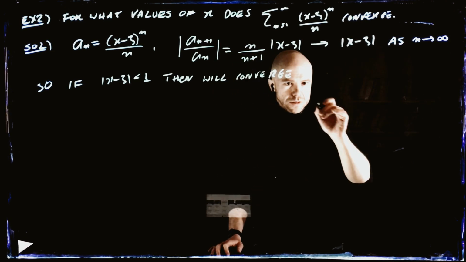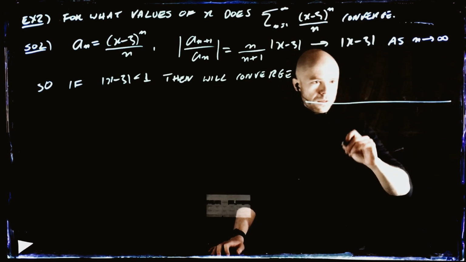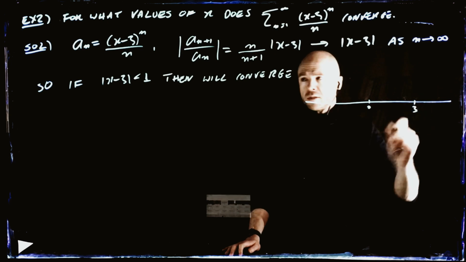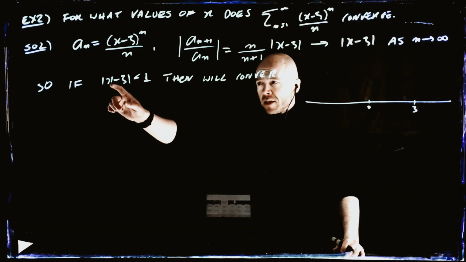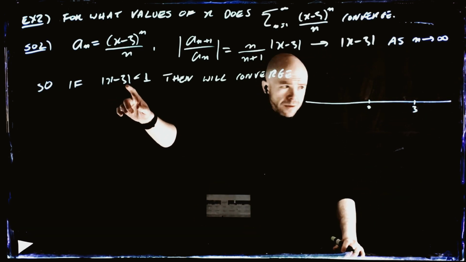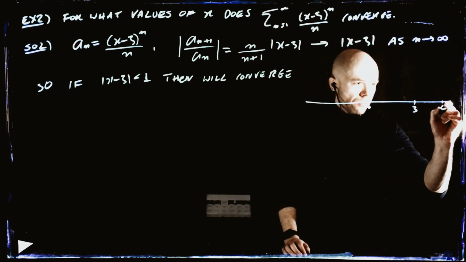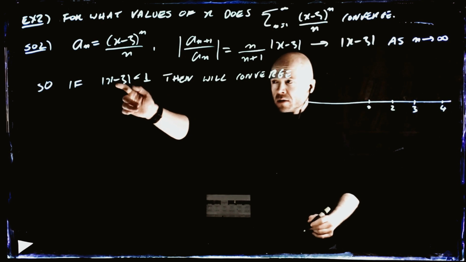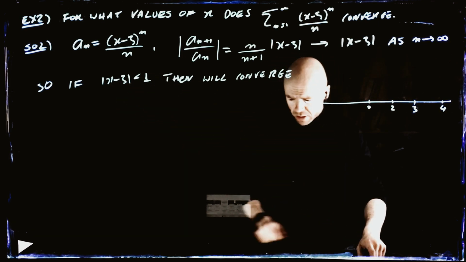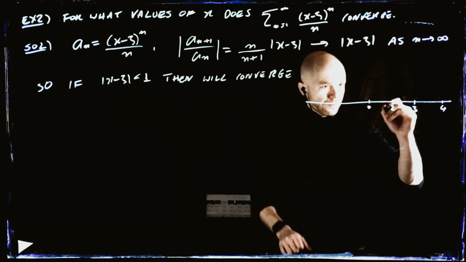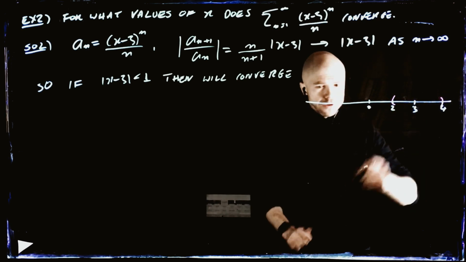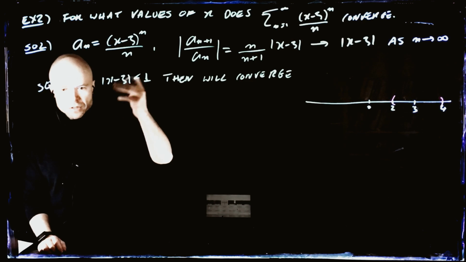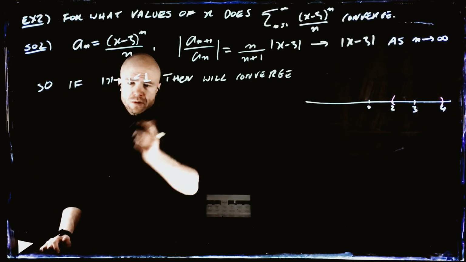So let's draw a picture. This is the real line. This is 0. This is 3. This thing says that the distance between x and 3 is less than 1. So this thing is 4. This thing is 2, right? So we would expect this to converge for everything which is between 2 and 4. Yeah?